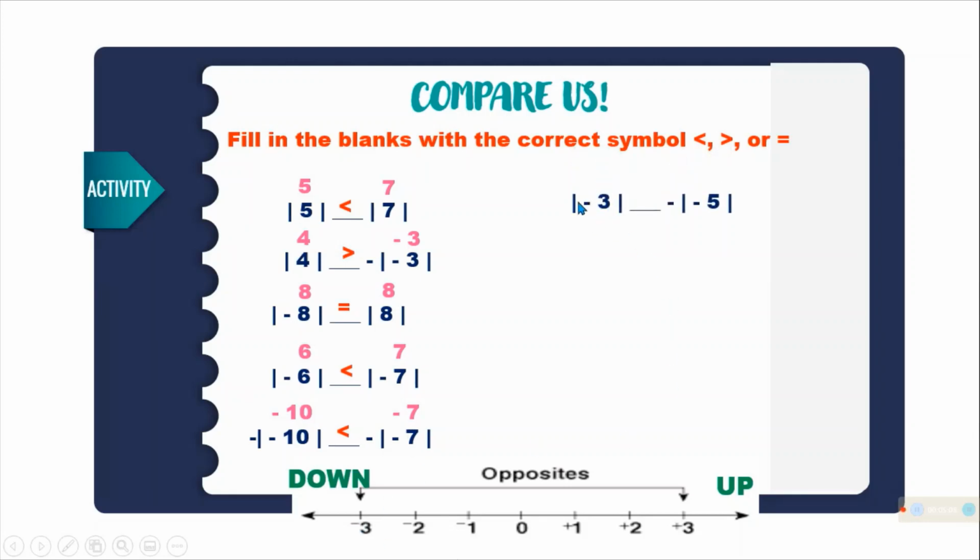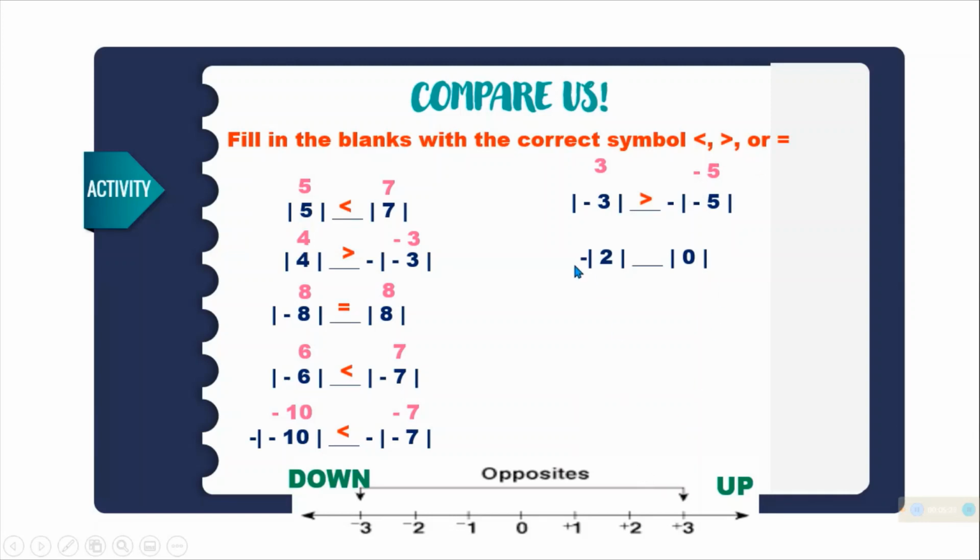Then the next one is the absolute value of negative 3 is positive 3. Then negative naman tayo dito. Then absolute value of negative 5 is positive 5. Then may negative dito, kaya final answer is negative 5. So the answer is greater than. Mas mataas ang positive kaysa kay negative.